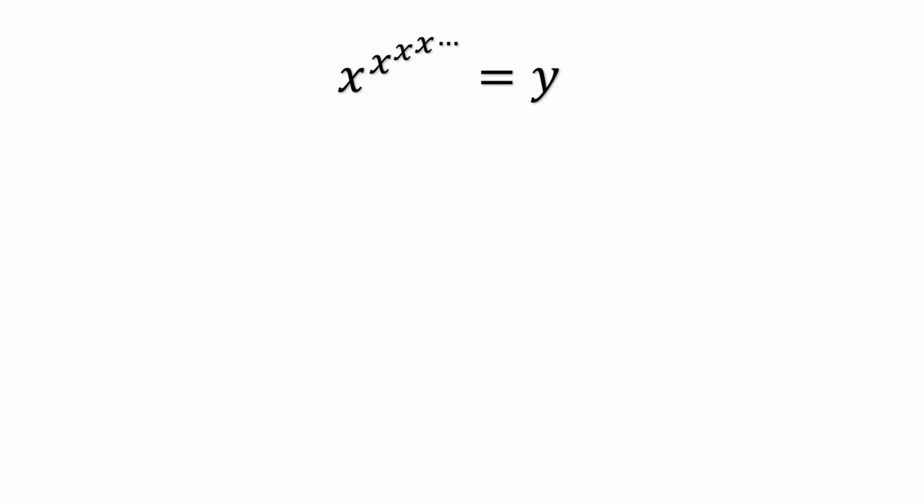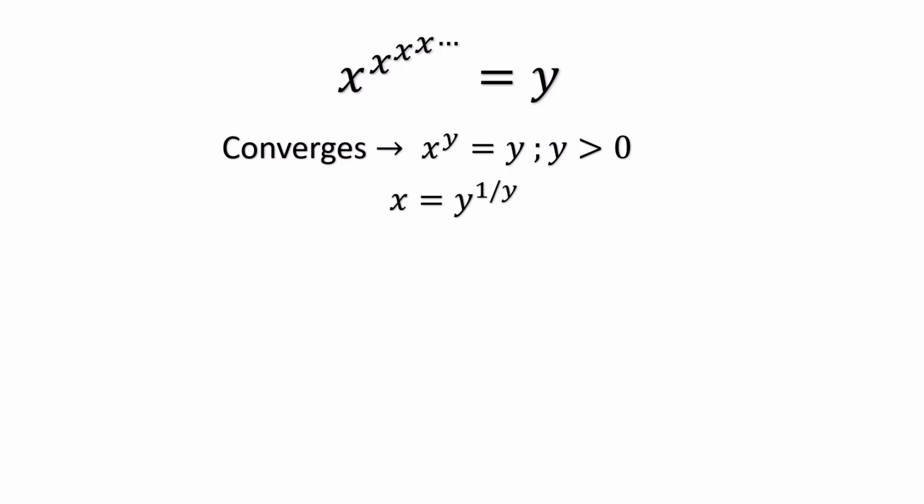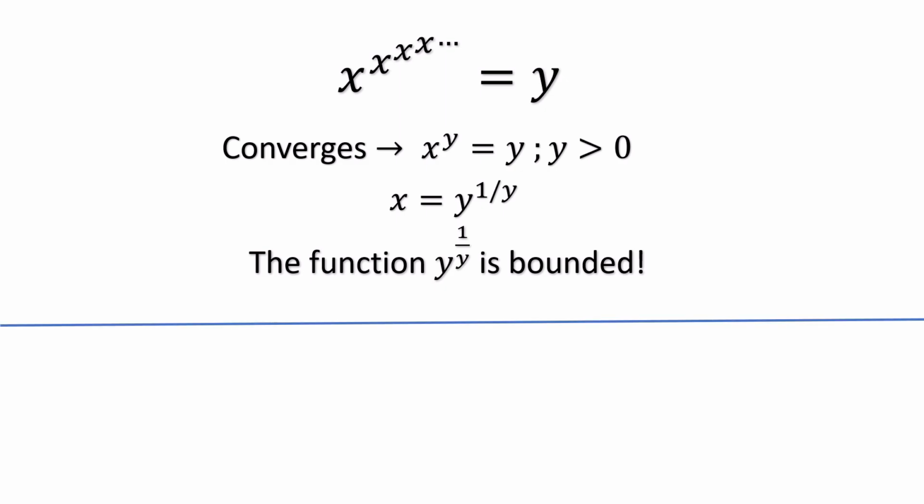Imagine we have a power tower which produces the value y. For this power tower to actually converge, we must have a solution in this form. Solve for x, and we get y raised to the power 1 upon y. Firstly, notice that this function is bounded. The power tower gave us this equation.